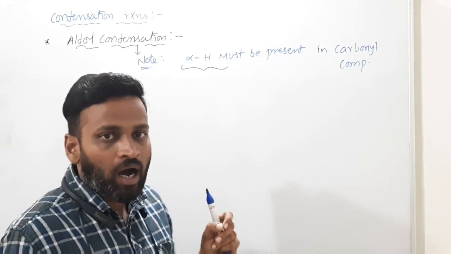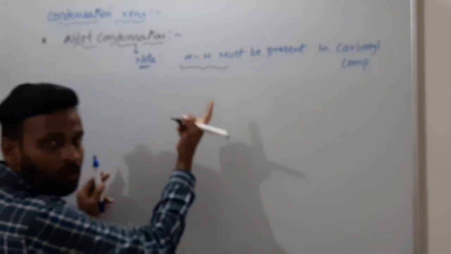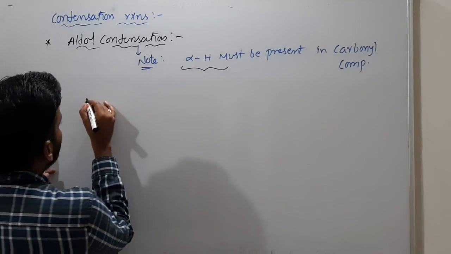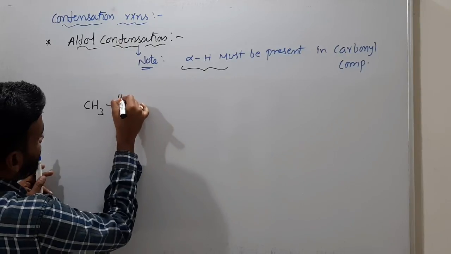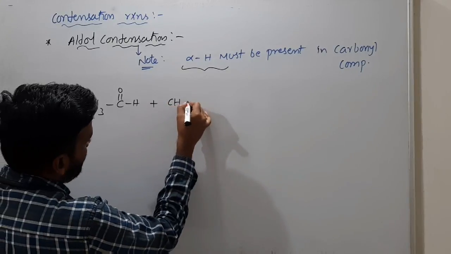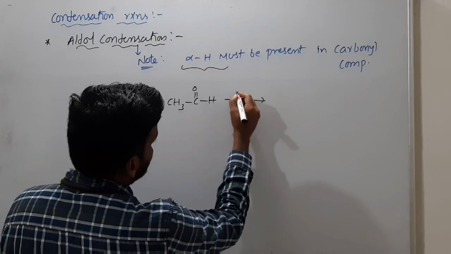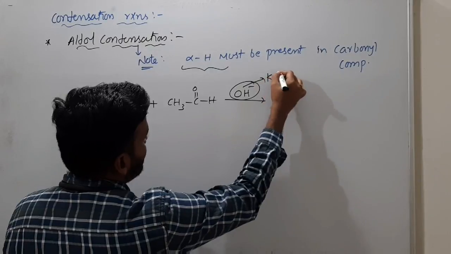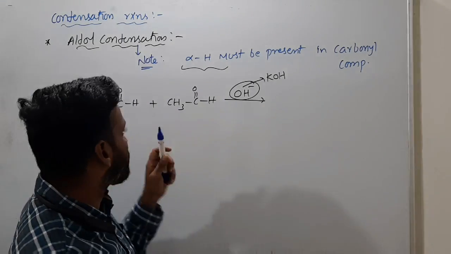Understanding? So what is alpha hydrogen? The functional group is C double bond O, and the carbon beside it must have hydrogen. Suppose you see CH3 C double bond OH. In the presence of a base this happens. Base like what, sir? Like KOH, like that. A few people asked this question before.